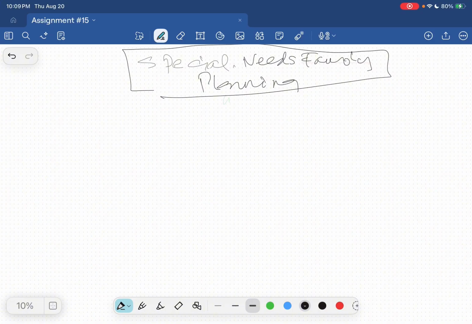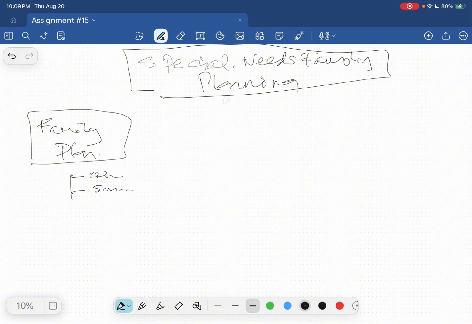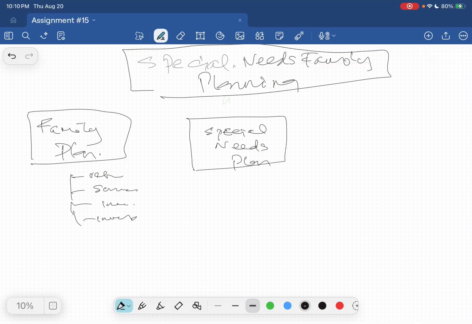So there's the regular family plan. These are things that include emergency savings, retirement savings, income protection, investments, and so forth. While at the same time, they also have this special needs plan that must be factored in as well.